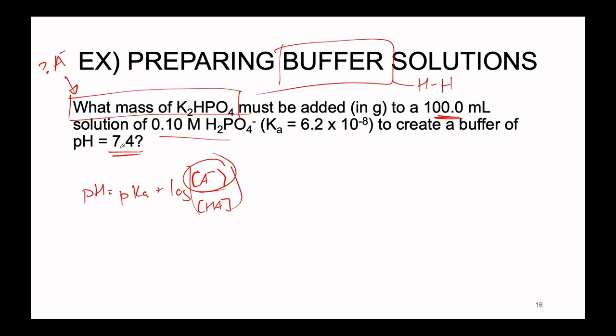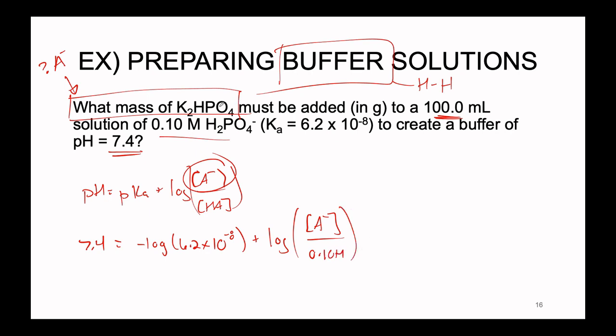All right, so we have a pH that is given to us, 7.4. We have the Ka of the weak acid that we're going to be considering. So this is the negative log of 6.2 times 10 to the negative 8. We're going to be adding the log of our unknown, which is our A minus, all divided by the concentration of our weak acid, which is in this case 0.10 molar.